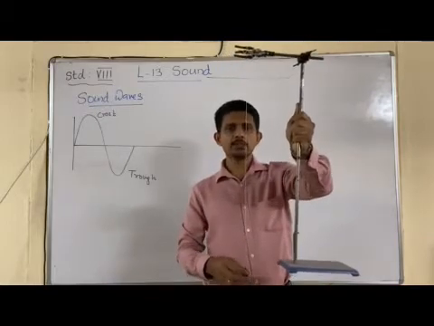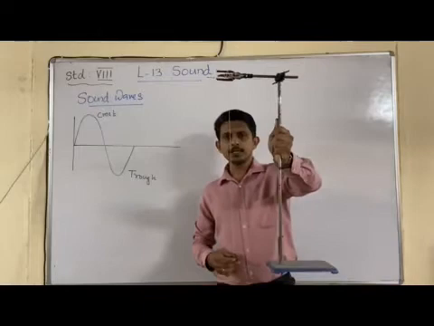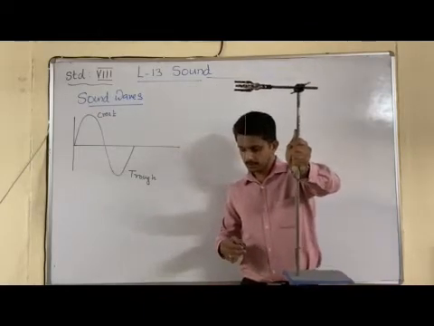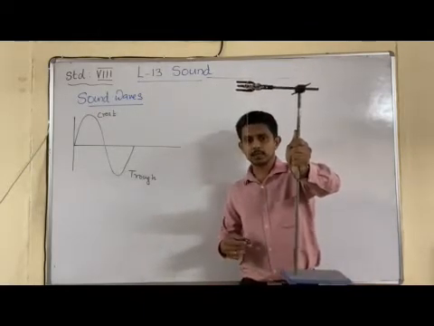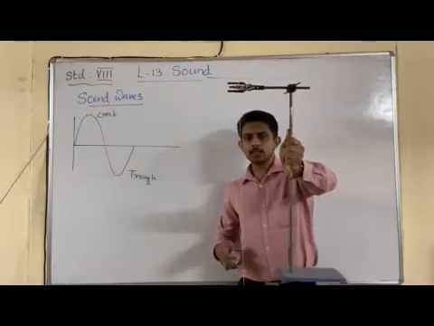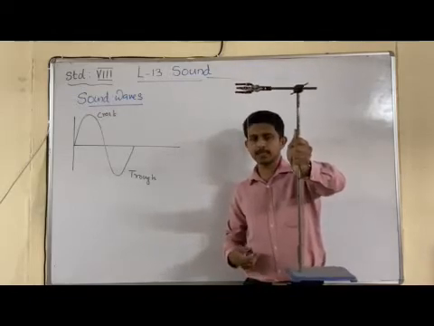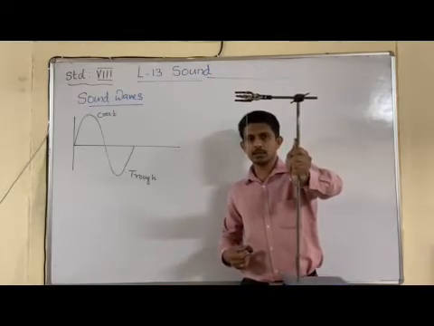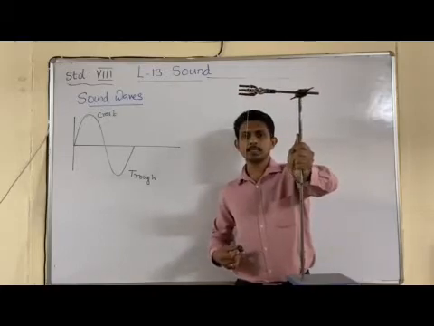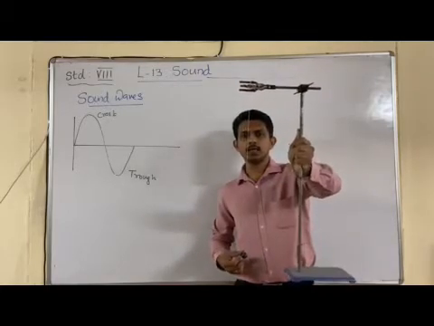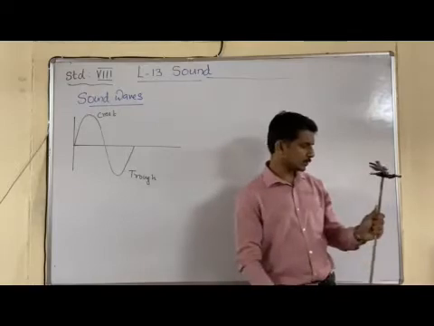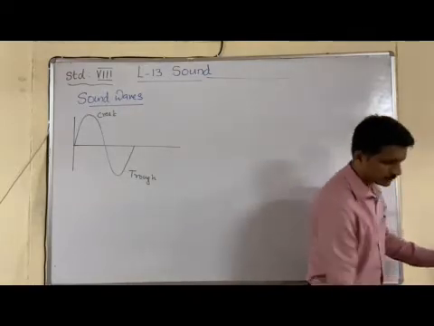In this case I am taking this pendulum to one side and releasing it like this. We can see that it goes to the other side and comes back to this position. During this time we can say that it has completed one complete oscillation. That is known as one complete oscillation.